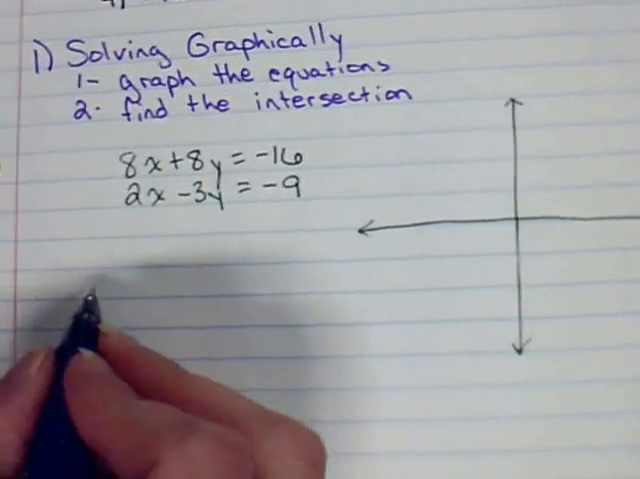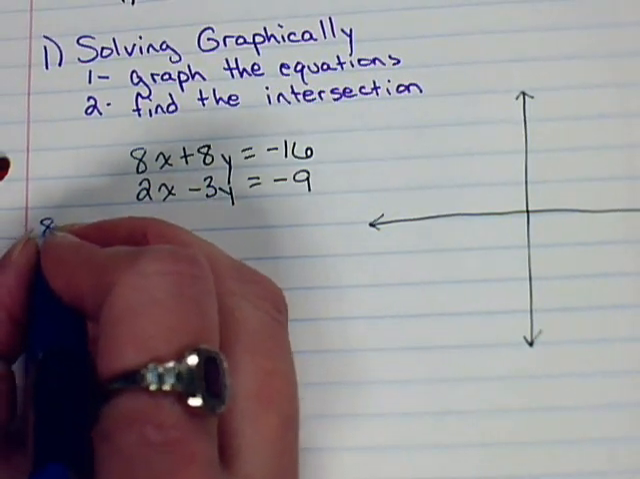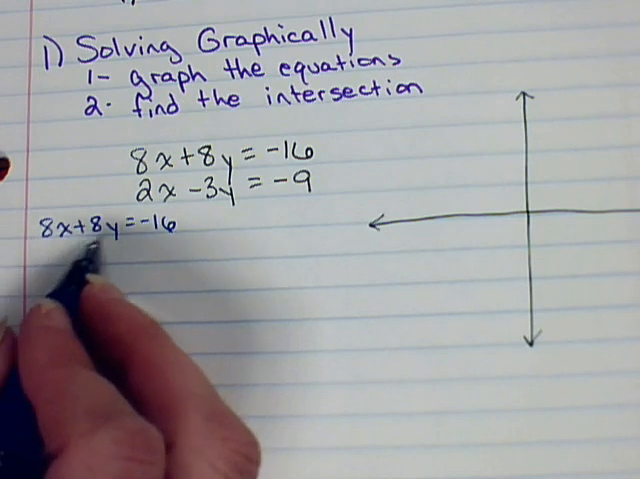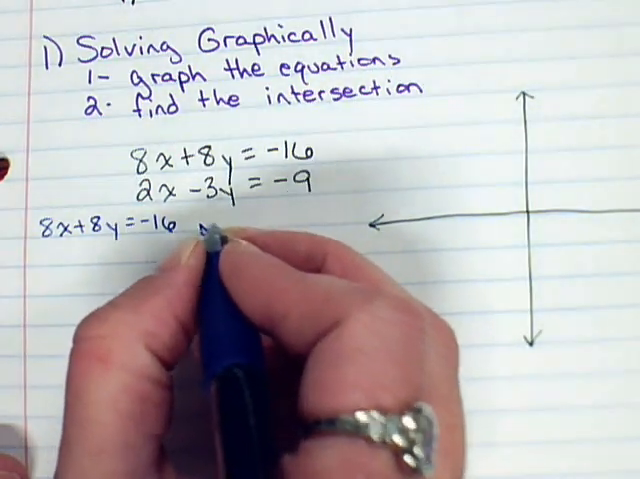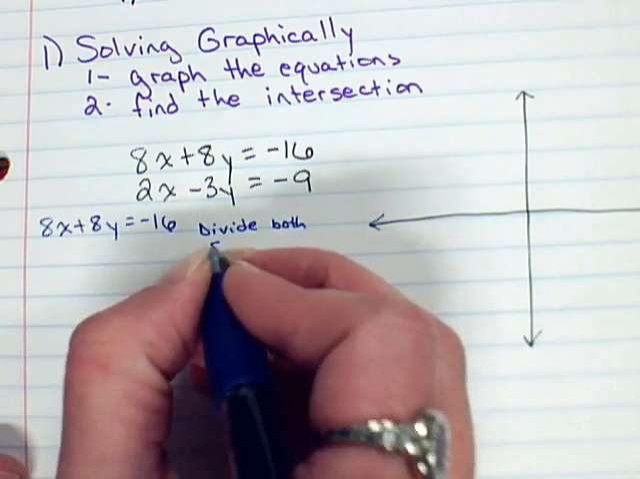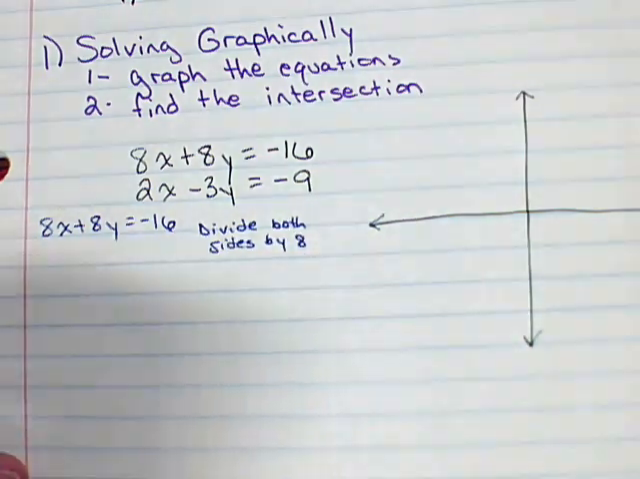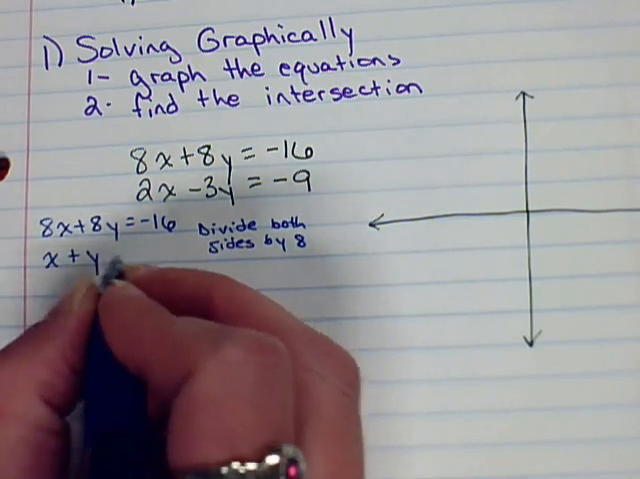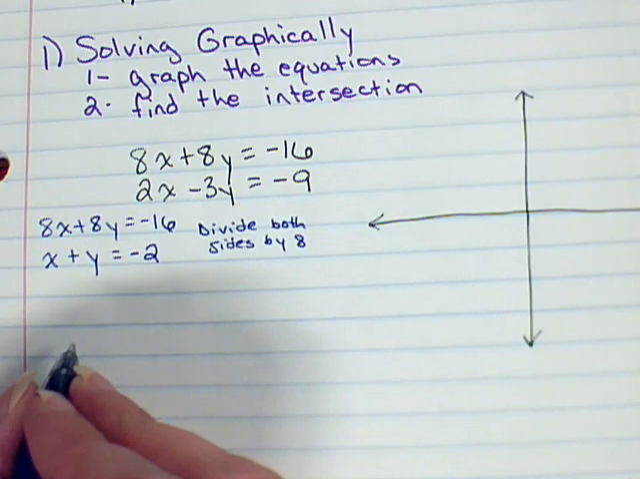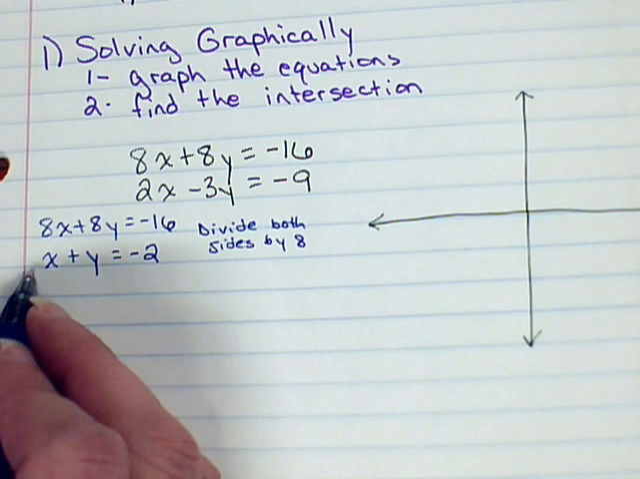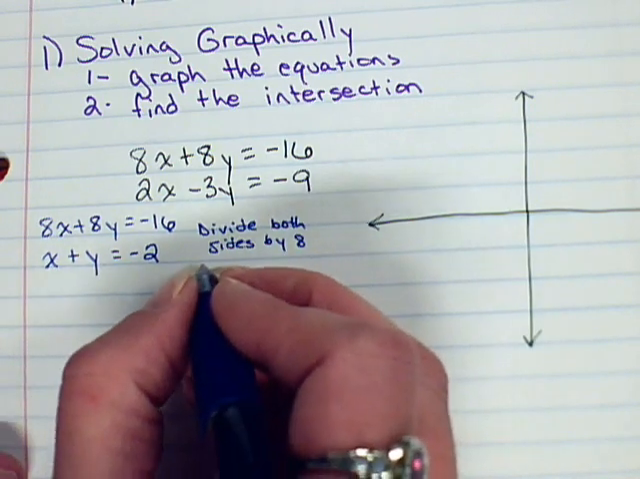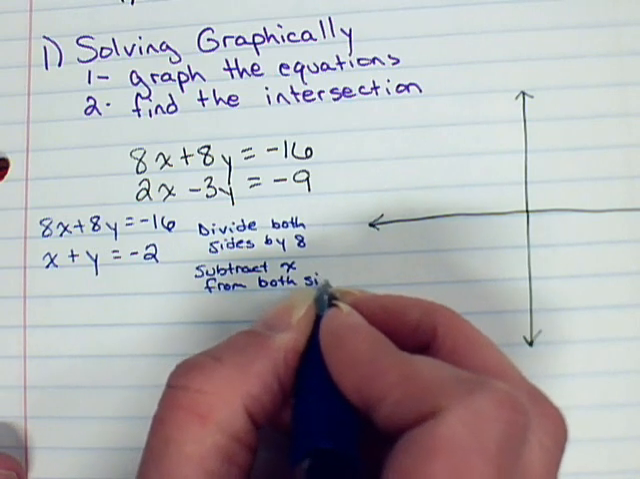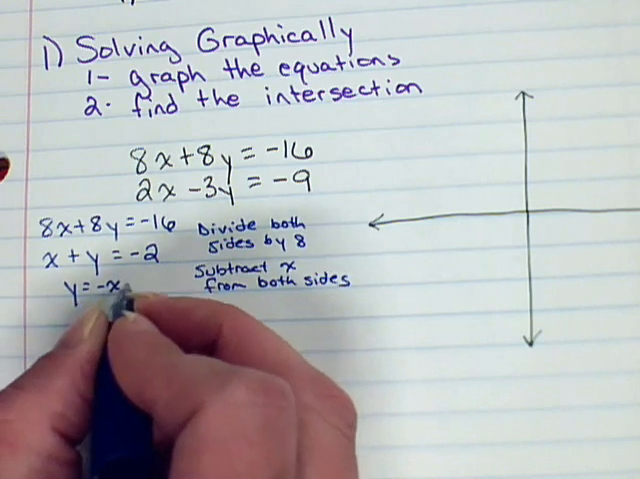So let's take equation 1 and solve for y, so it's in slope-intercept form. Got 8x plus 8y equals negative 16. Now I'm realizing off the bat here that everything is divisible by 8. If I divide both sides by 8, I might make this a little bit simpler. So 8x would become x, 8y would become y, and negative 16 would become negative 2. Now, to get y by itself, I need to get rid of the x. So you would subtract x on both sides. And I'll get y equals negative x minus 2.